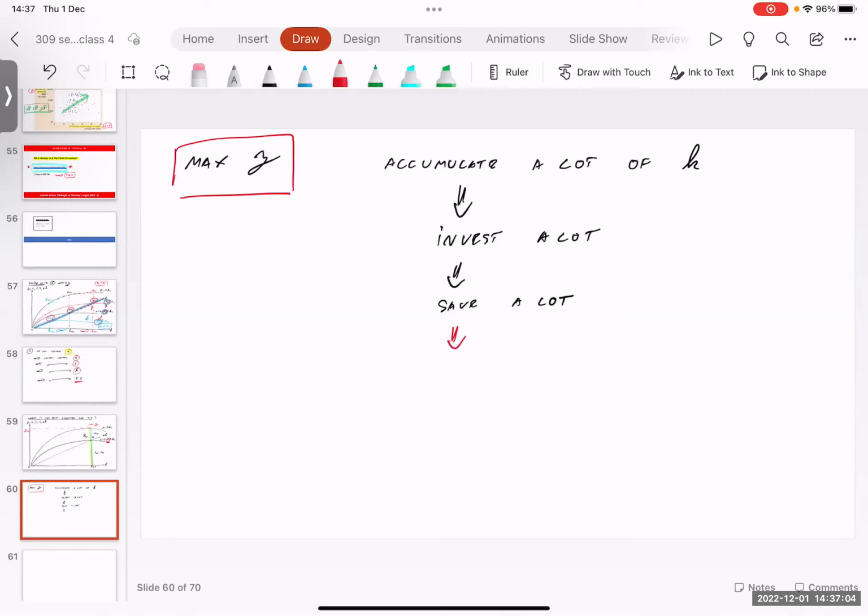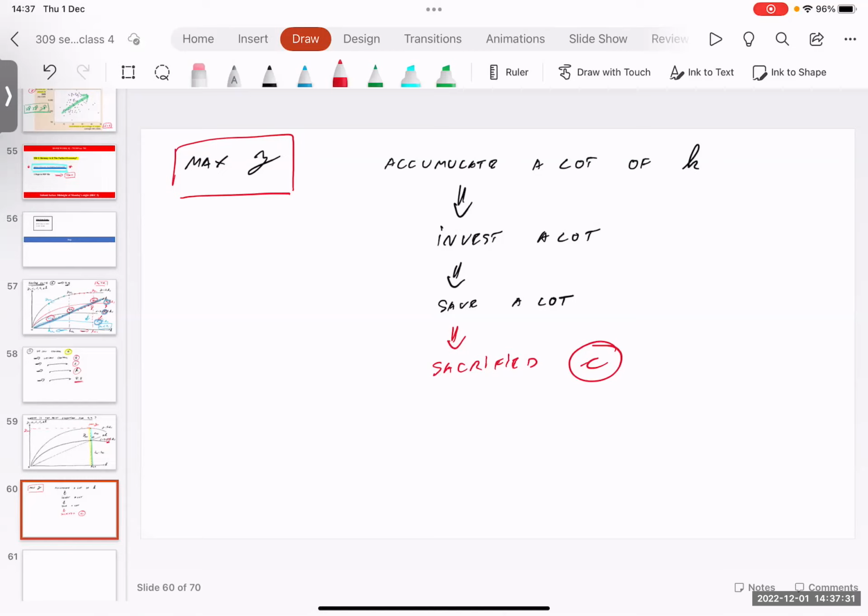When you save more, okay, you need to sacrifice something, right? When you save more, you need to sacrifice your consumption. This is actually not good, okay? If your mom or your dad asks you to save a lot and consume less, are you happy about that? No, nobody is happy about that.